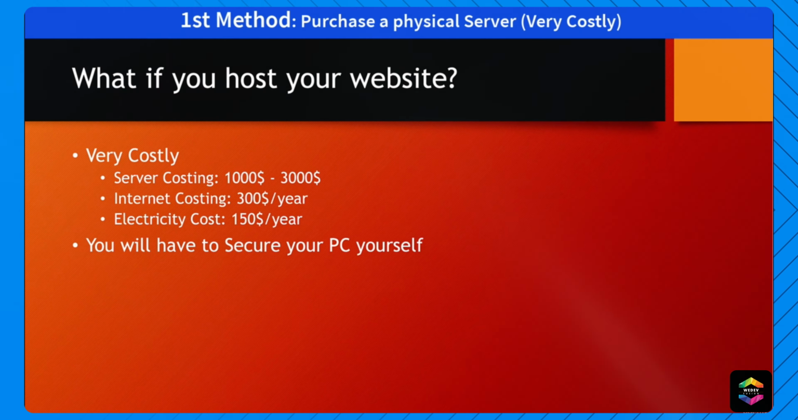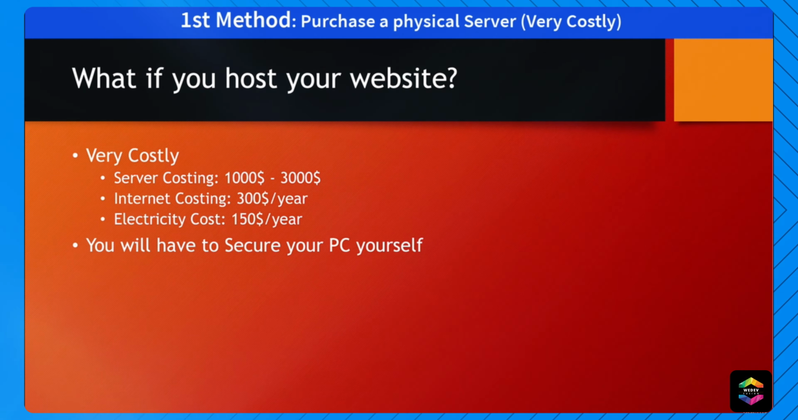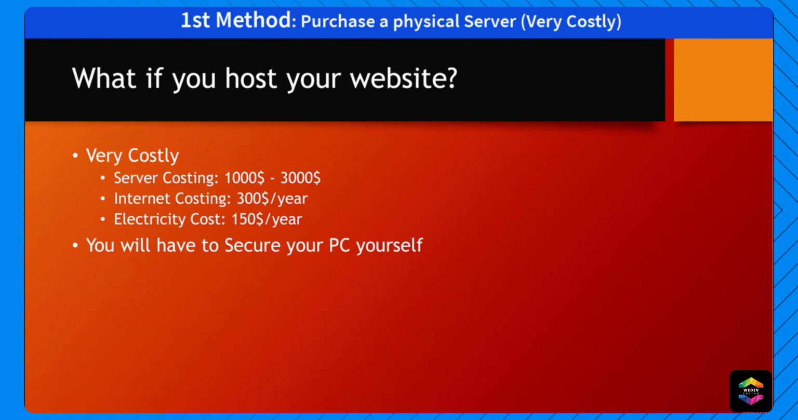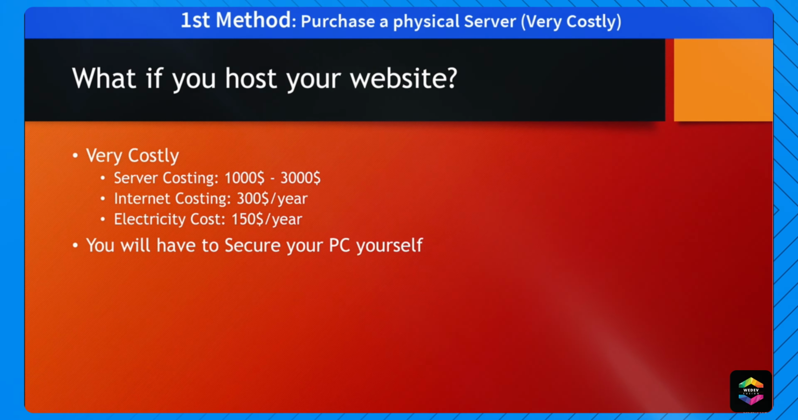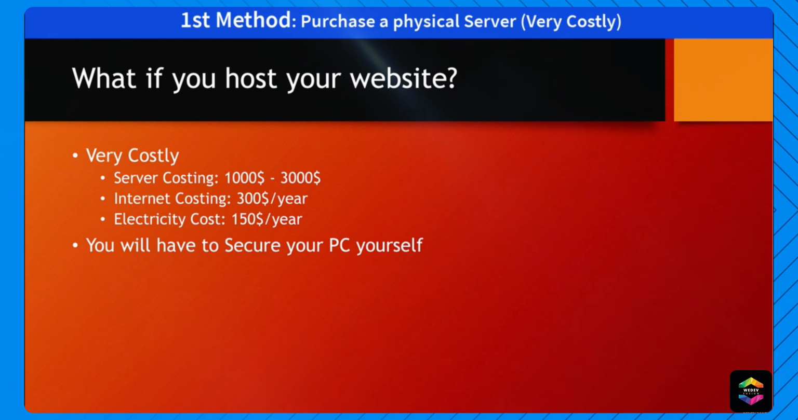So basically, you can see that your website will be online. And when your website is online, people will be accessing your website. So when people are accessing your website, that means they are accessing your PC, and there might be some breaches. There is a possibility that they could hack into your computer. So that is also on your end.